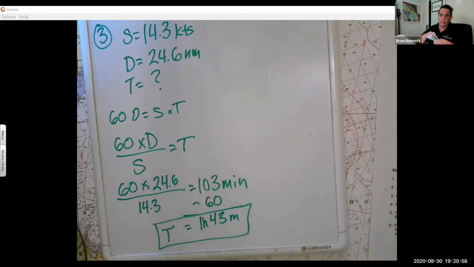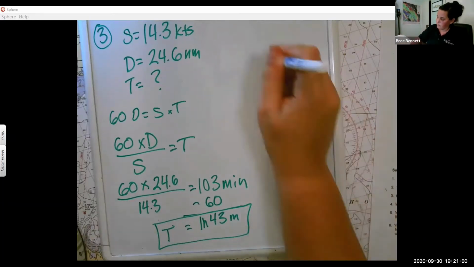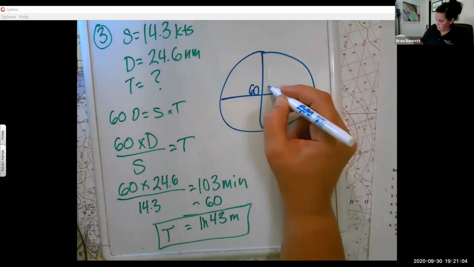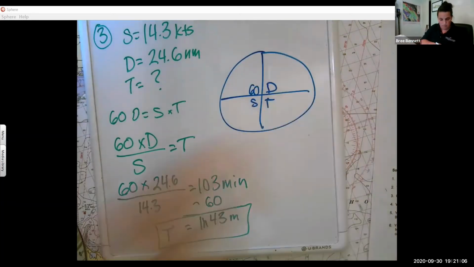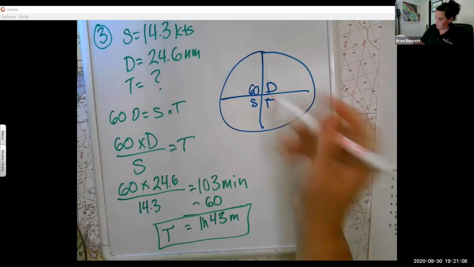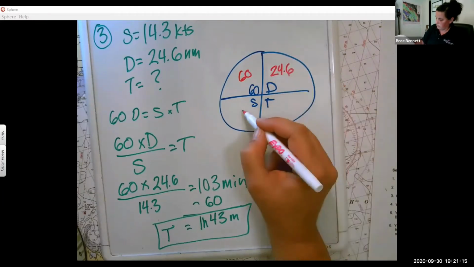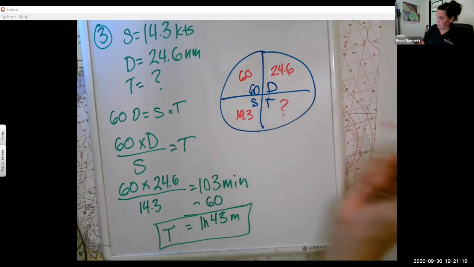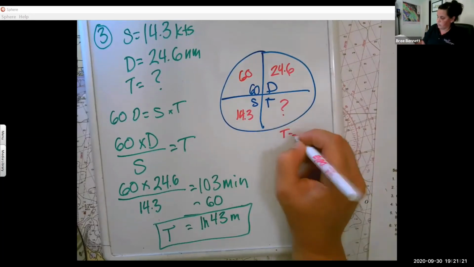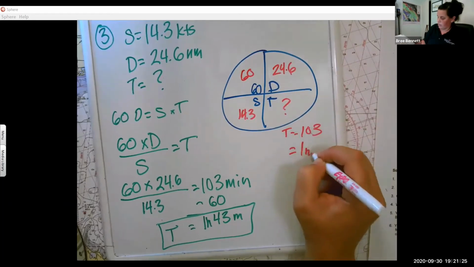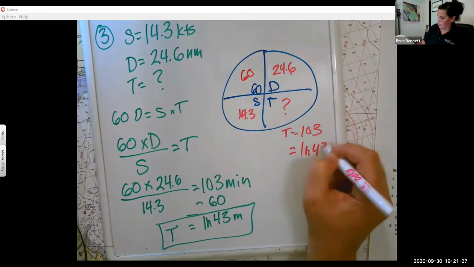Same thing if we do the magic circle. Our T would have equaled 103, and then we convert it: 1 hour, 43 minutes.